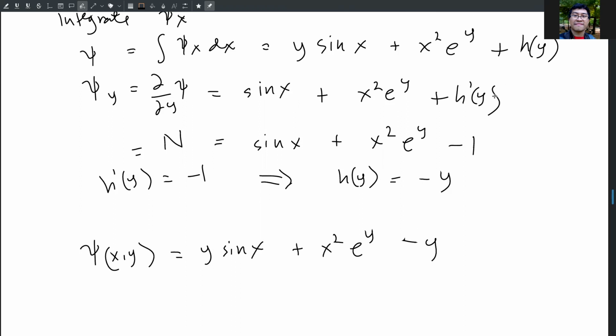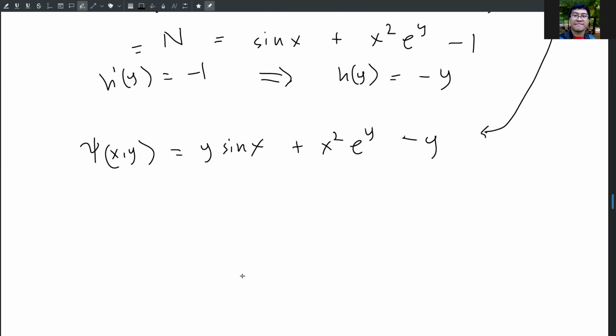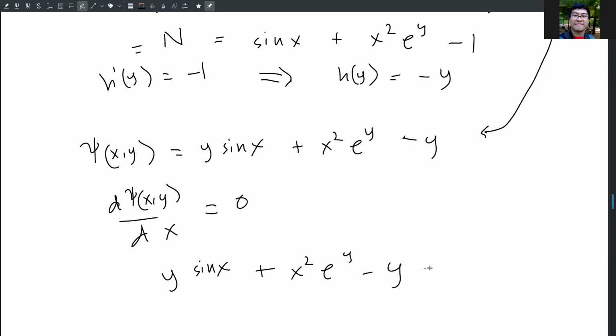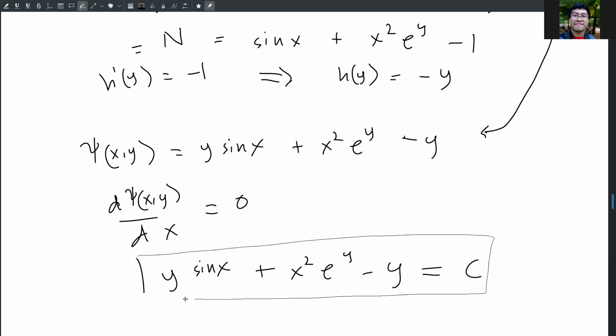Okay, this gives us the solution. Since we have d psi over dx equals 0, then y sine x plus x squared e to the y minus y equals an arbitrary constant c. Written implicitly, this is the solution.